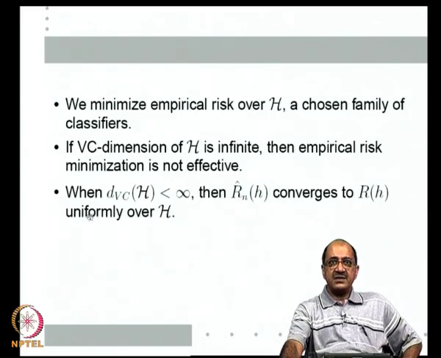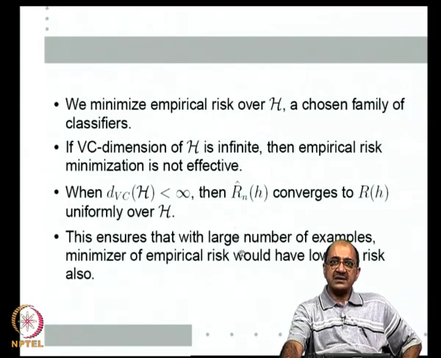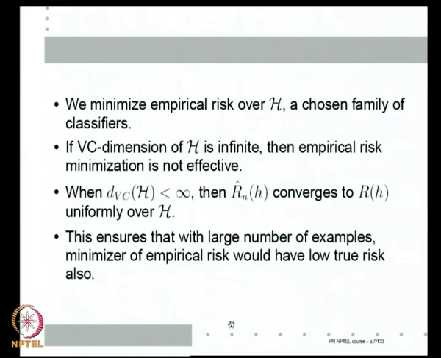On the other hand, if the VC dimension of the family of classifiers is finite, then finite VC dimension essentially implies that the convergence implied by the law of large numbers, that is the sample mean approximation of expectation, R hat of h, converges to R of h, the true expectation of the risk, uniformly over H. And this uniform convergence in turn guarantees that the minimizer of empirical risk would also have a low value of the true risk.